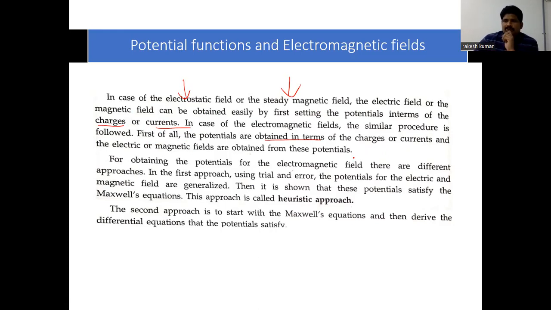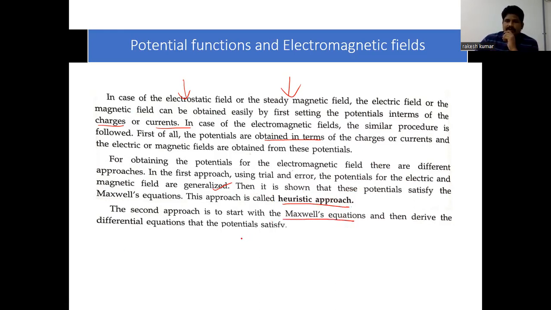So there are two approaches to obtain the potentials for electromagnetic fields. The first approach is the heuristic approach. In the first approach, using trial and error, the potentials for electric and magnetic fields are generated. It is shown that the potentials satisfy Maxwell's equations. This approach is called the heuristic approach. The second approach is Maxwell's equation approach.